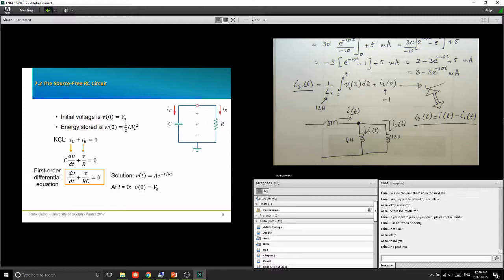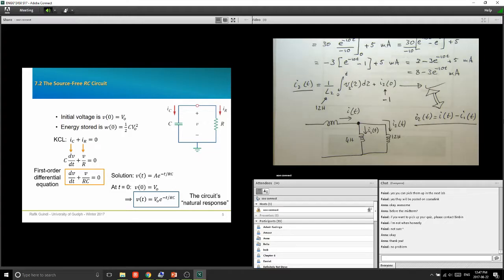Now we know that at t equals 0, V of 0 is V naught. So let's use that in that solution. You're going to plug in there V of t equals V naught at t equals 0. If you solve that, you find that the constant A has to be equal to V naught. So that would be the solution that you have here: V of t is equal to V naught e to the negative t over RC. That's the solution to this particular first order circuit.